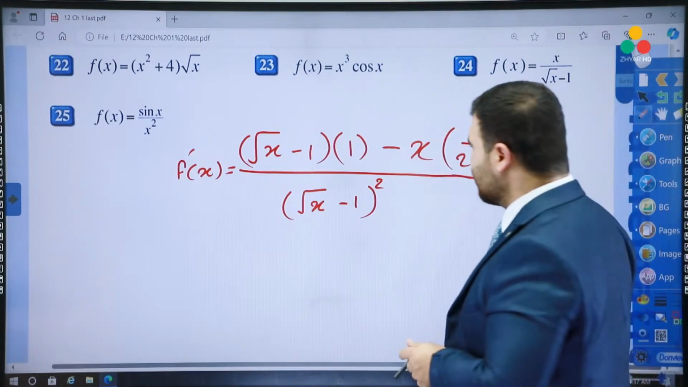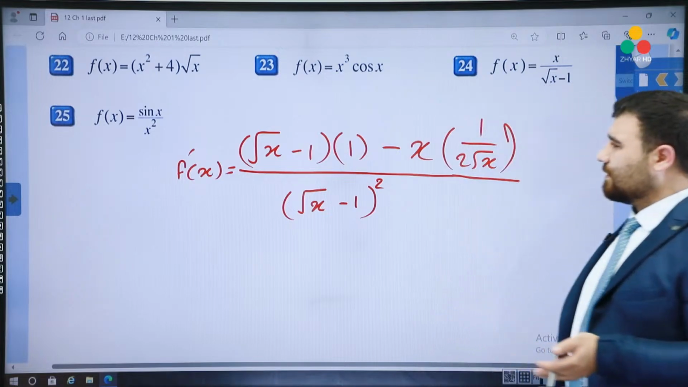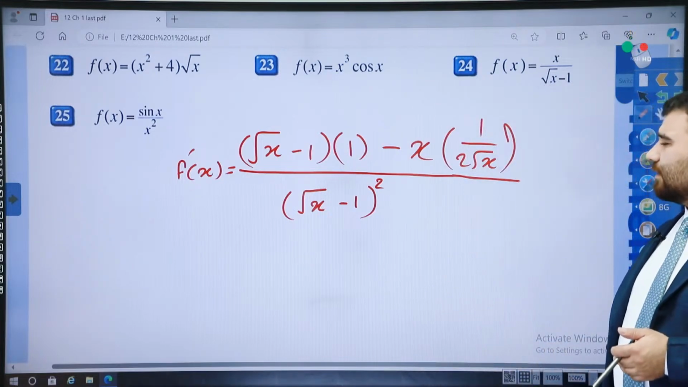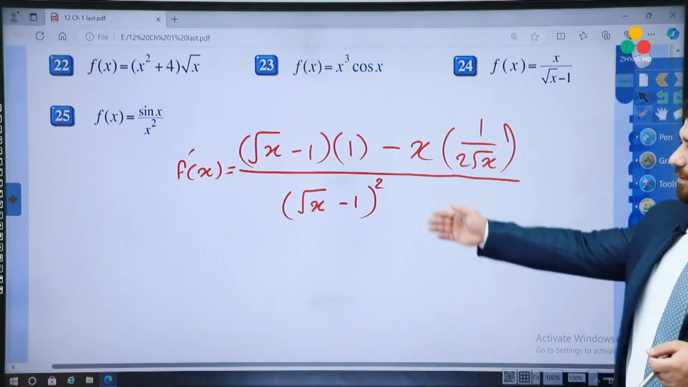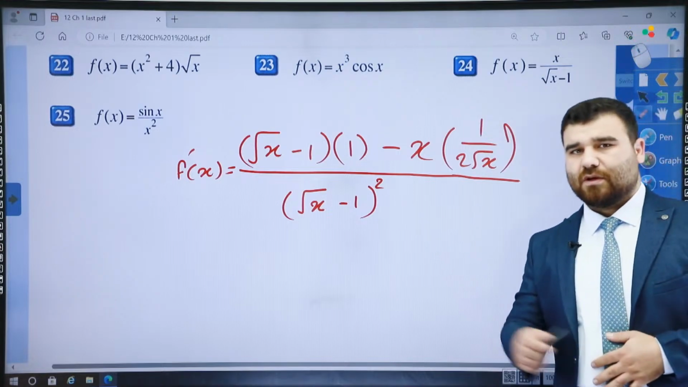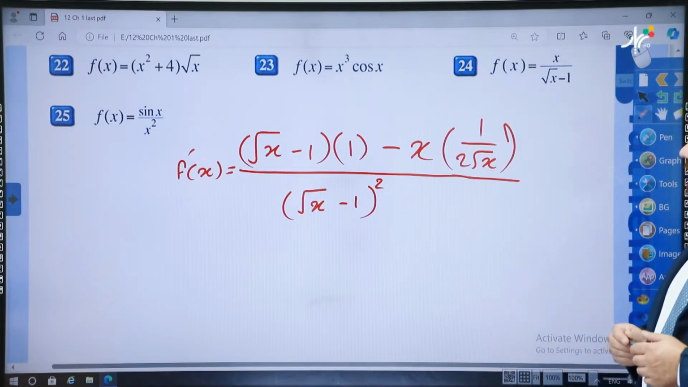1 times anything stays the same. Square root x minus 1, minus x over 2 square root x, all power 2. Of course, this is not the simplest form. We can simplify this more. This is one way.